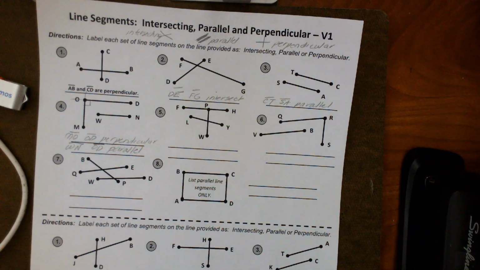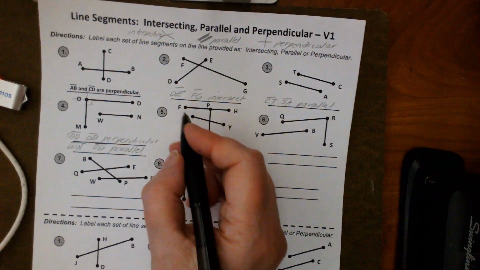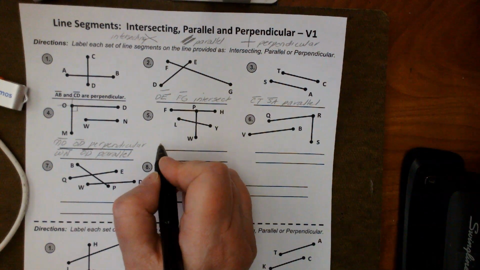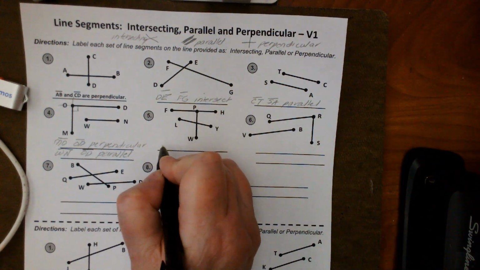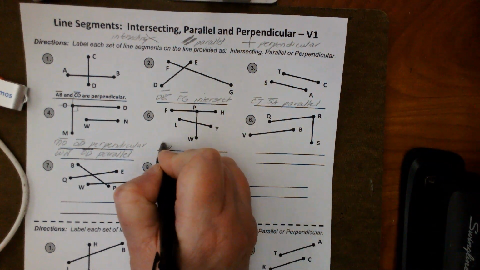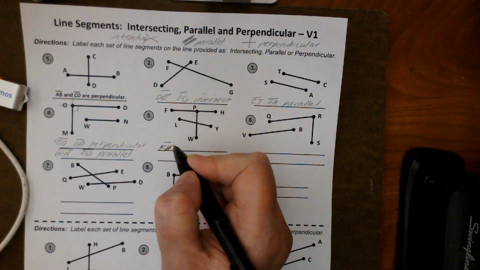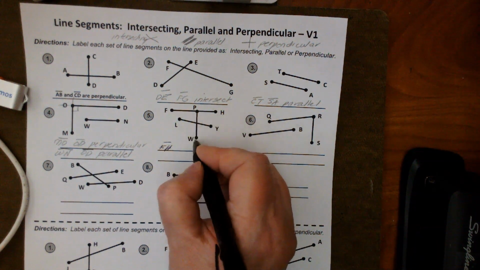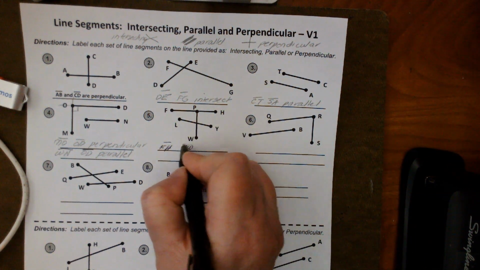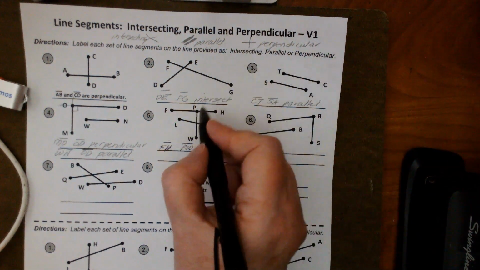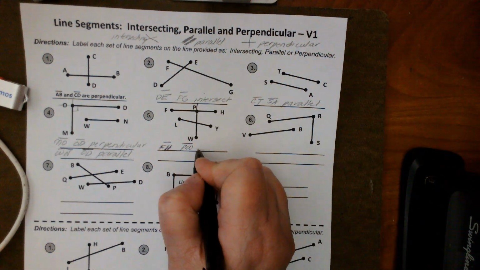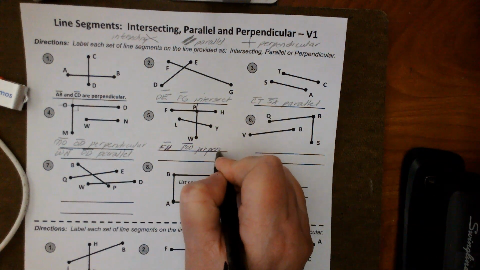Okay? Now we have FH, line segment. And we have PW right here. And those are perpendicular. They have the crosshairs, if you kept going. Perpendicular.